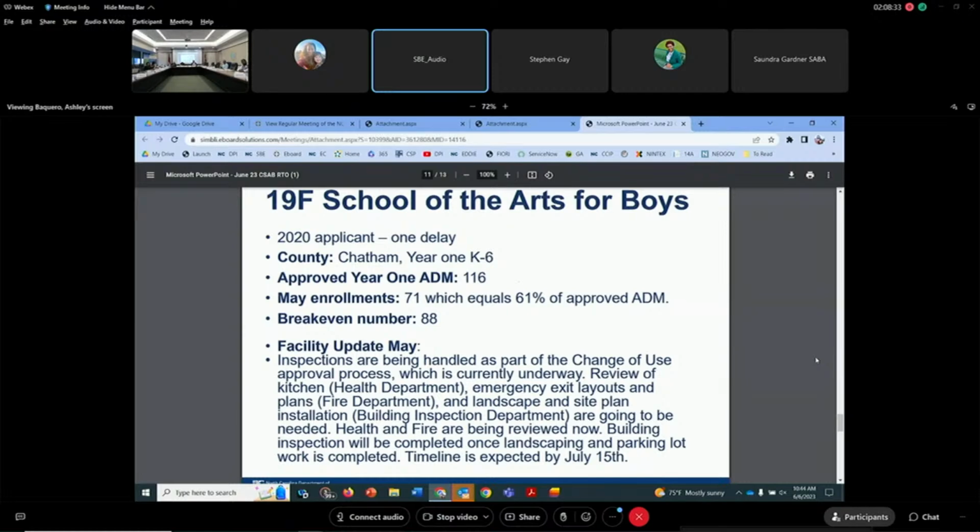Natasha, go ahead. Clarifying question. The documents we show say enrollment's at 61%. You said 80. Was it a typo? Oh, 80? Yes, so this came yesterday. This was 9 PM last night.